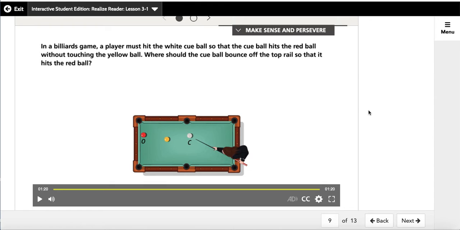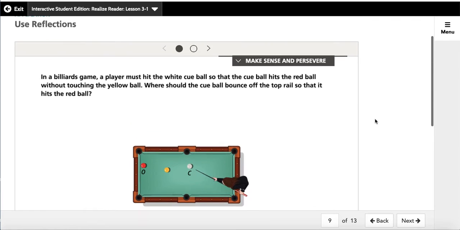Yeah, I don't think the red ball is going to go in though, so they probably would, that's a little pool action there for you.